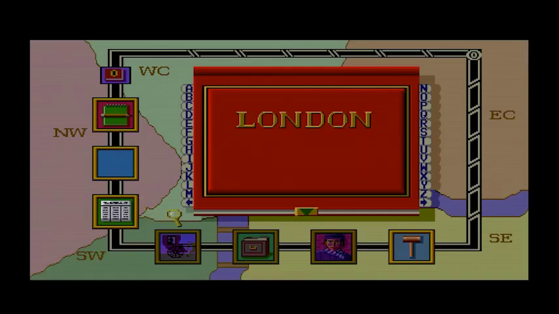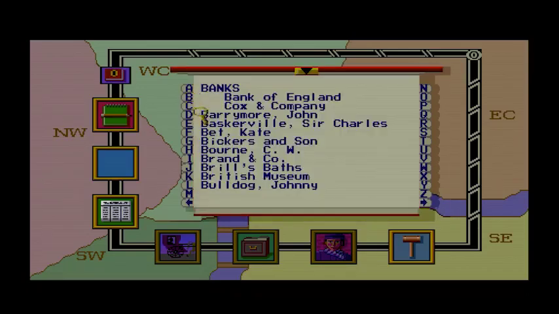Alright, well. Winterbank's death, okay. Visit the British Museum, okay. Would that be under B? Or would that be under museums? Oh no. British Museum.